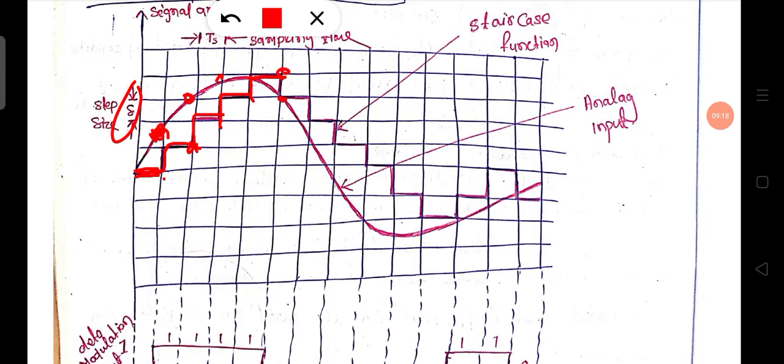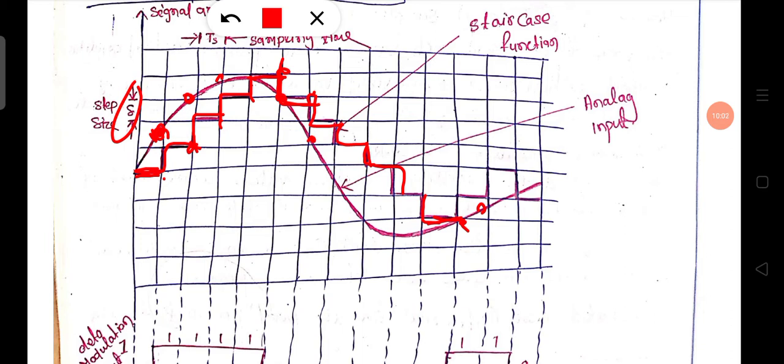At this point it compares with the amplitude and sees that the amplitude of the analog signal is less than the voltage level of the staircase signal, so it goes downward one unit. Downward one unit. At that time it also compares and goes downward one unit. And here it compares with the analog signal; the analog signal amplitude is higher than the previous staircase level.